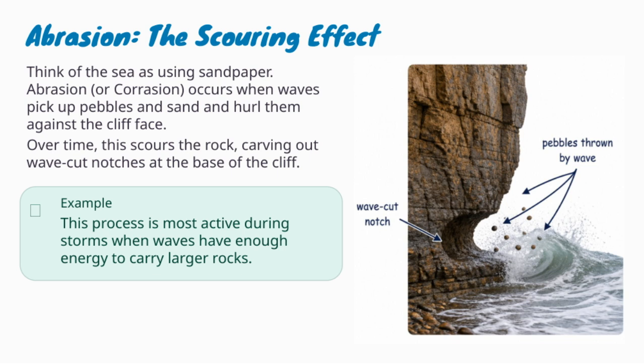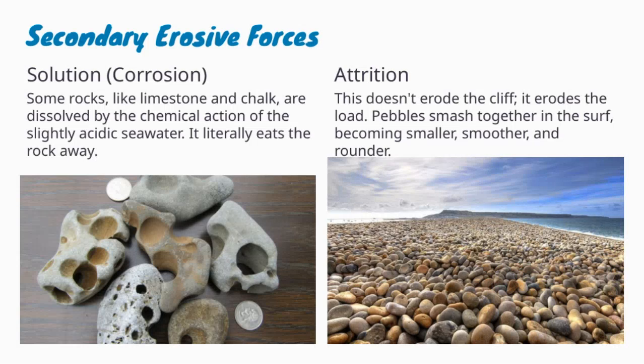A wave-cut notch is a dent or hollow at the base of a cliff. As the notch deepens, the cliff above becomes unsupported and may collapse. Abrasion is most active during storms because waves have enough energy to carry larger rocks and hurl them with greater force. So, while hydraulic action uses pressure and trapped air, abrasion uses sediment as a tool to wear away the coast.